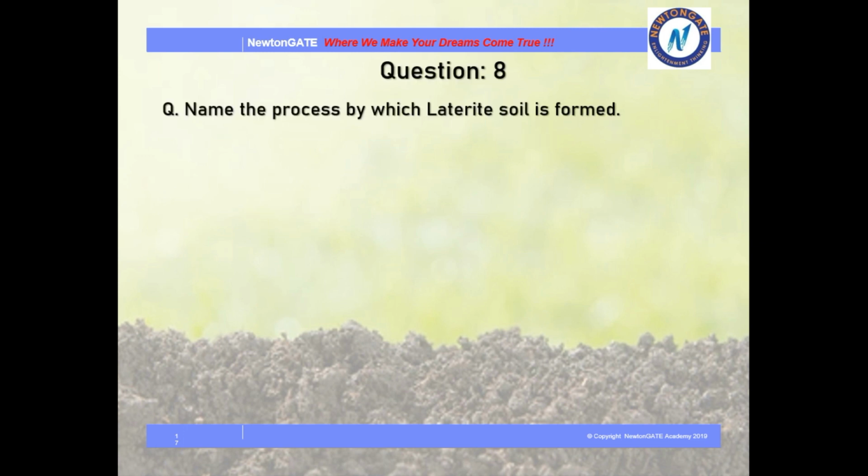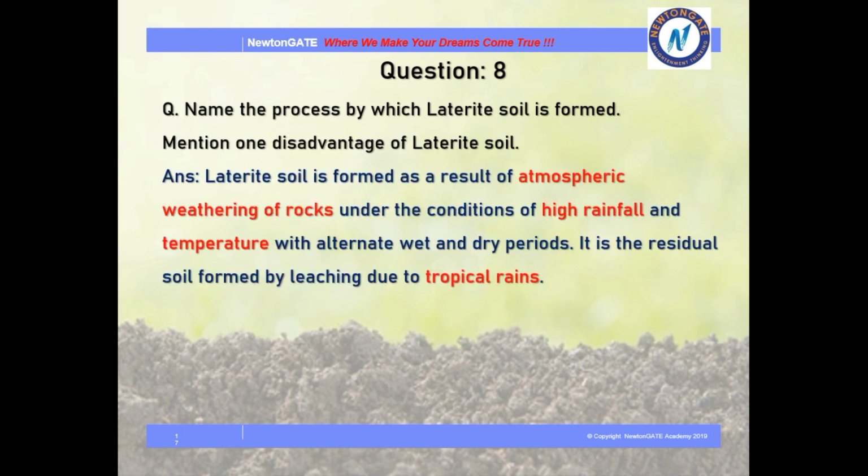Moving to the next question, that is question number 8. In question number 8, they have asked, name the process by which laterite soil is formed, and mention one disadvantage of the laterite soil as well. So the laterite soil is formed as a result of the atmospheric weathering of the rock.